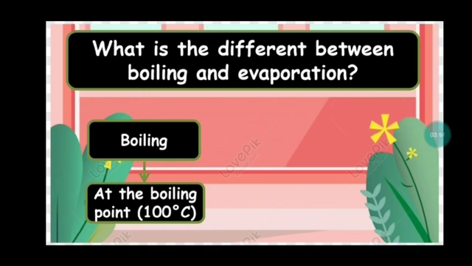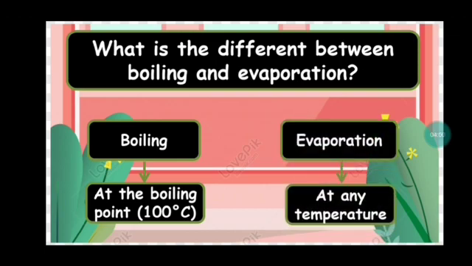Jadi kalau suhunya itu menunjukkan titik didih 100 degrees Celsius, we call this process boiling. But for evaporation, it happens at any temperature. Jadi bedanya mendidih dan menguap, boiling and evaporation. Boiling happens at the boiling point, 100 degrees Celsius, and then evaporation happens at any temperature. Terjadi pada suhu yang lain, under 100 degrees Celsius, di bawah 100 derajat Celsius. We say evaporation. But the change of state is the same, from liquid into gas.